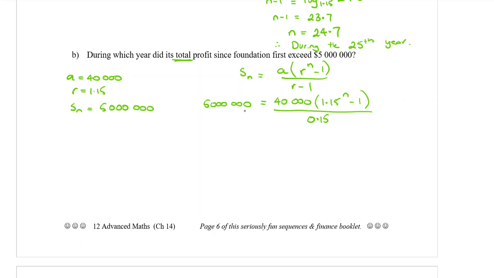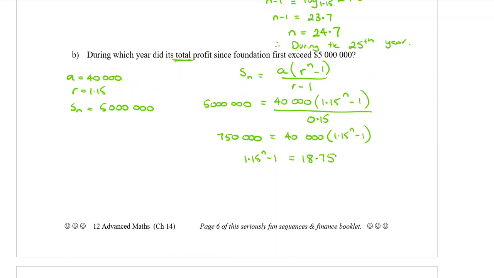Okay, so trying to get the n by itself, I have to move these things away. So you're going to times the 0.15 over and then divide the 40,000. You can do it in 1 step or 2. That's up to you. I'll do it in 2 steps. So timesing the 0.15 over, you get 750,000. Okay, now divide your 40,000 and you get, anyone done it? Yeah.